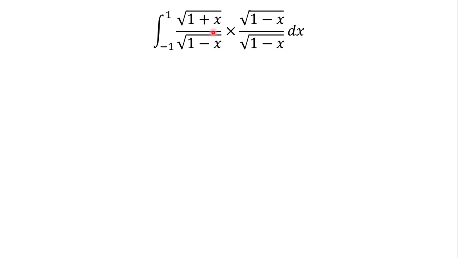Alright. Now when you multiply this by this, from the multiplication law of surds, square root of a times square root of b is equal to square root of a times b. So this one times this one will give us square root of 1 plus x times 1 minus x. Okay, now when we come here, square root of 1 minus x times square root of 1 minus x will give us square root of 1 minus x all squared.